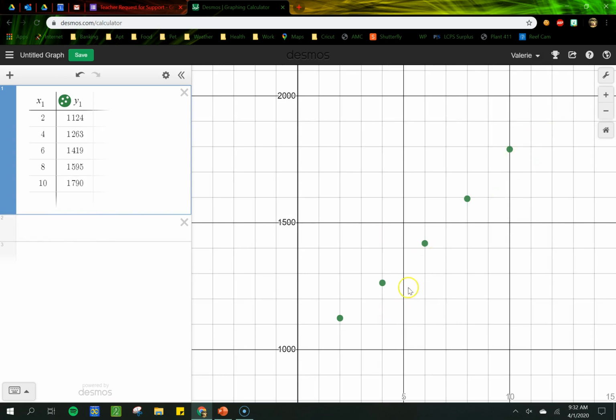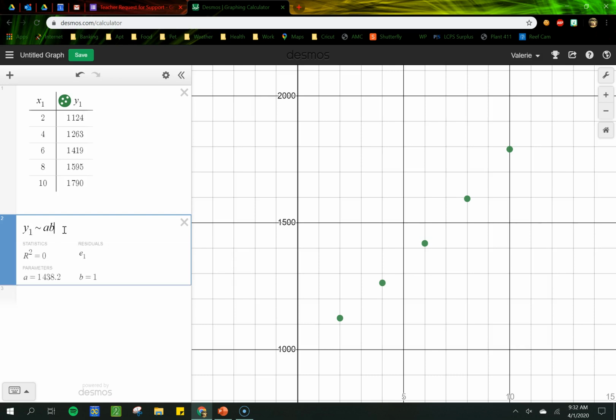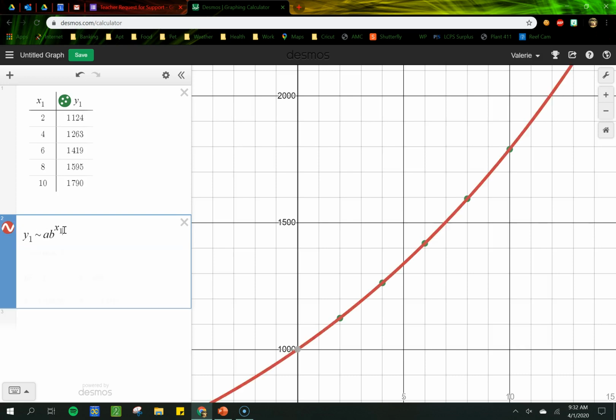Now this looks like it could be linear, or we could just not have very much information and it could be exponential. So let's look at what we can do to compare the two. So I'm going to do the exponential one first. I'm going to do y sub 1 approximates a b raised to the x with a subscript of a 1. I'm going to hit log mode this time, and look at that r squared value.